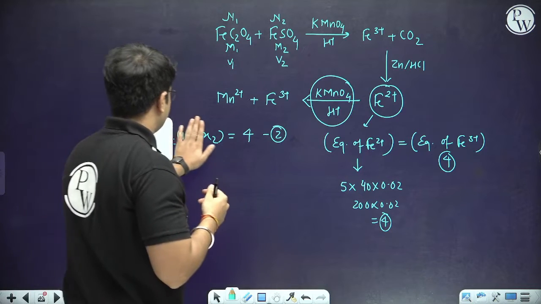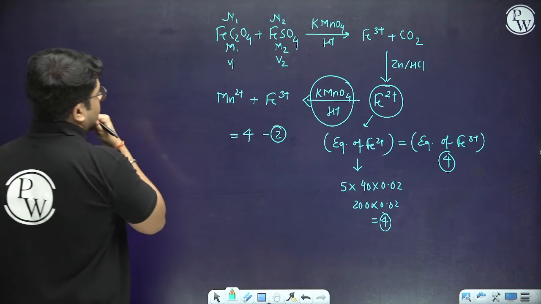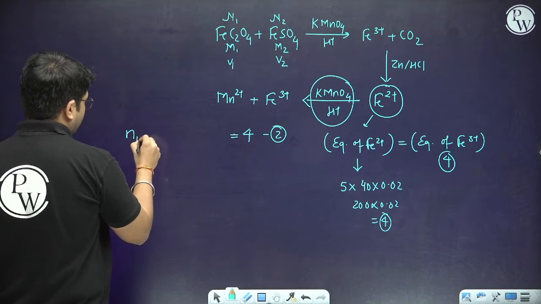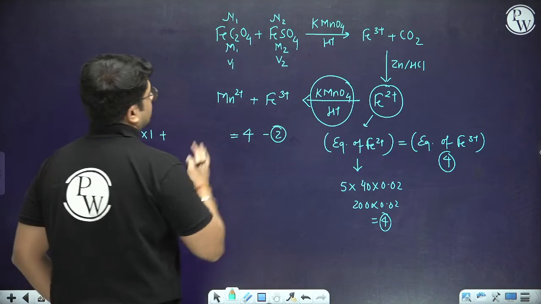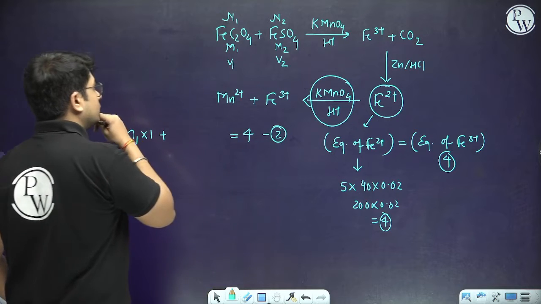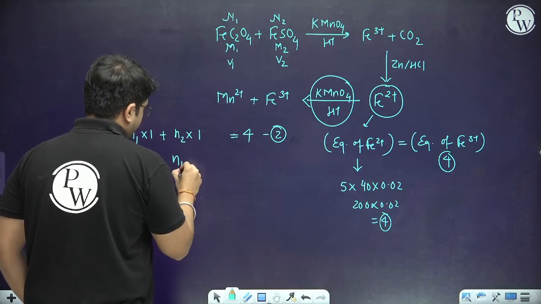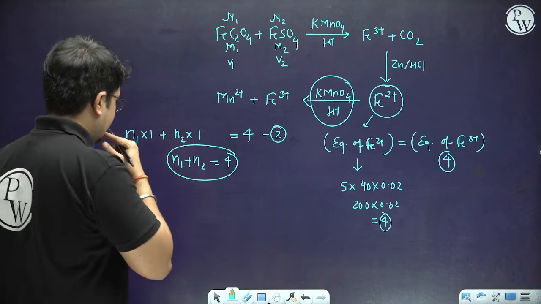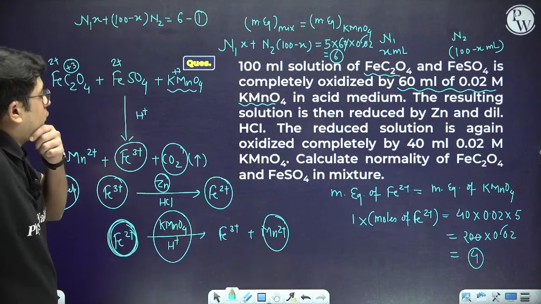Or instead of this entire part, you can use the equivalents as number of moles of Fe into its n factor. So that is number of moles n1 multiplied by its n factor, which will be 1, plus this part individually. This is converting into +2 and +2, and these two +2 are converting into +3. So n2 multiplied by 1, and the sum will be equal to 4. So n1 plus n2 will be equal to 4. We have calculated total moles, and yes, total moles are given. We have the normality equation, then you can solve this equation.